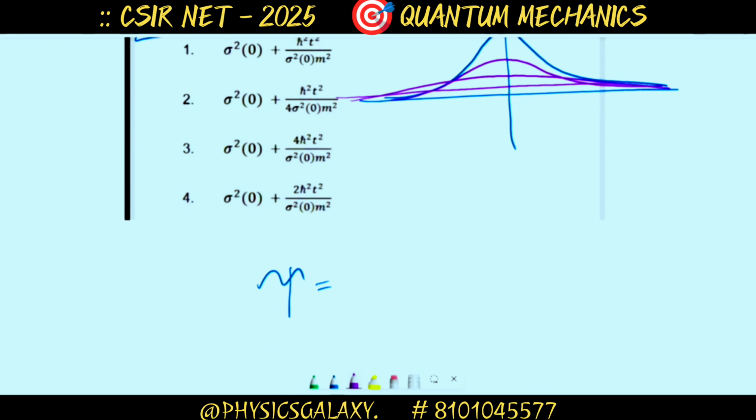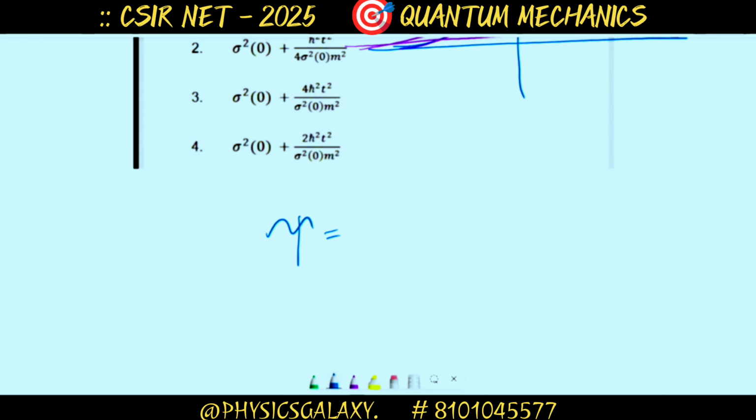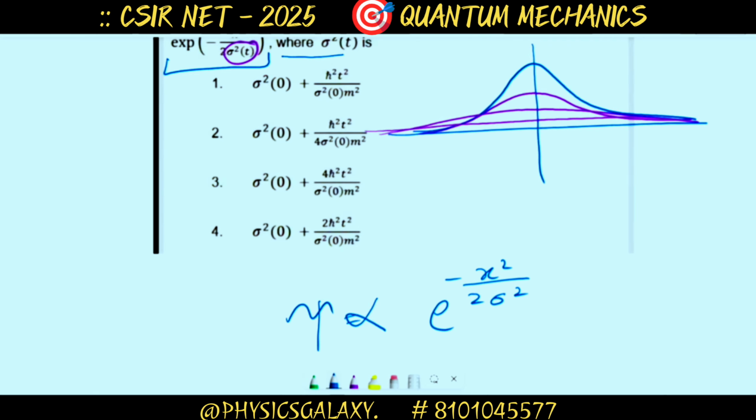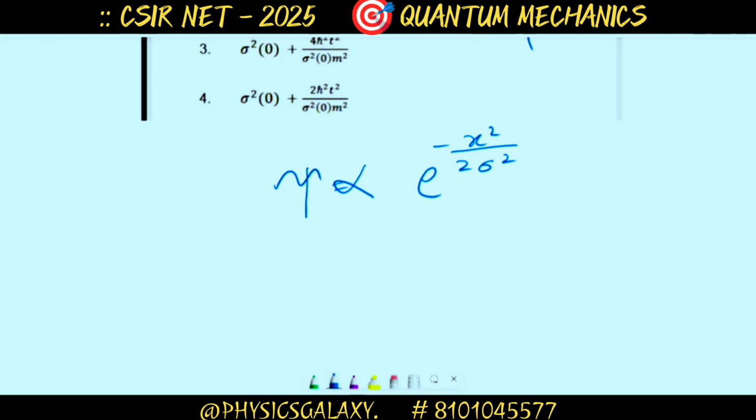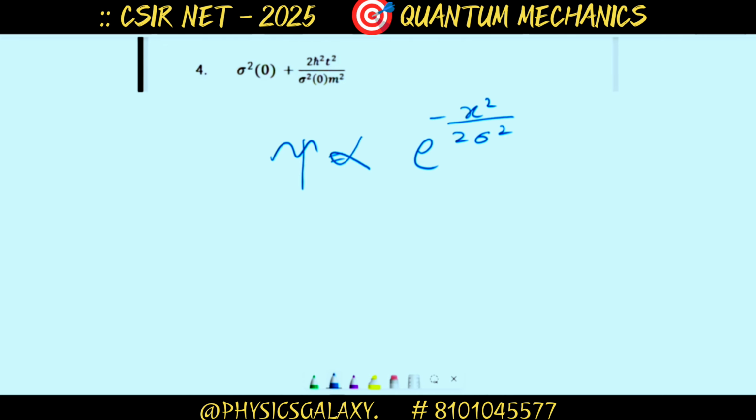So let's suppose psi is proportional to e to the power minus x squared by 2 sigma squared, because we are not concerned about the normalization constant and all those parameters. So psi is proportional to this Gaussian.